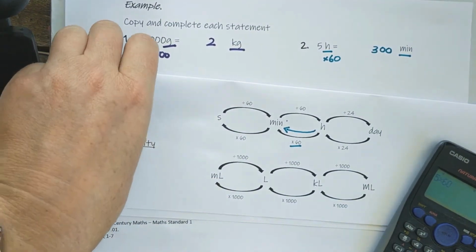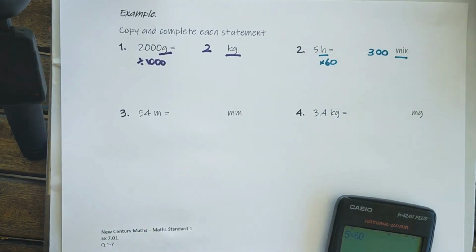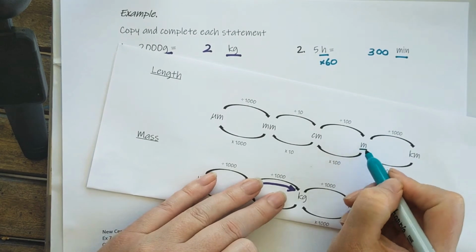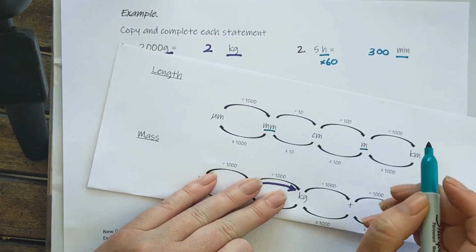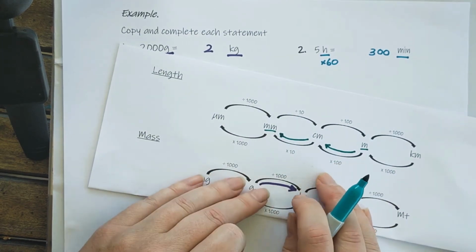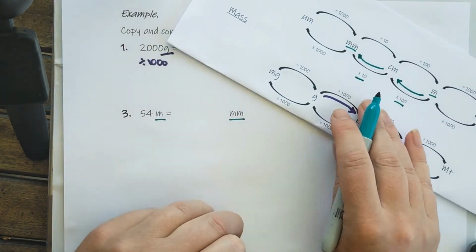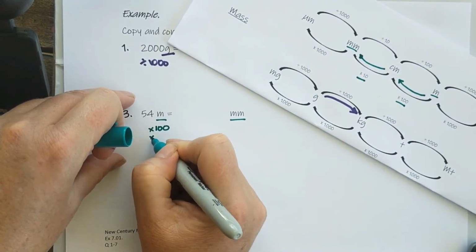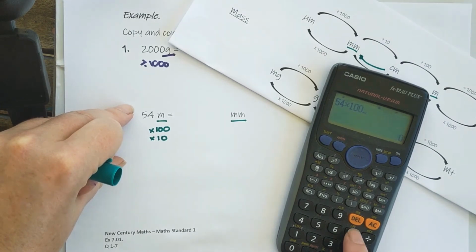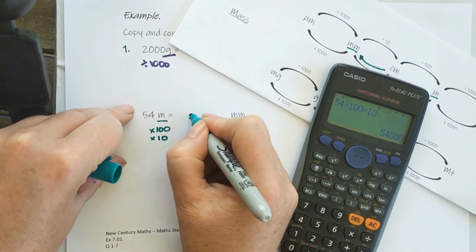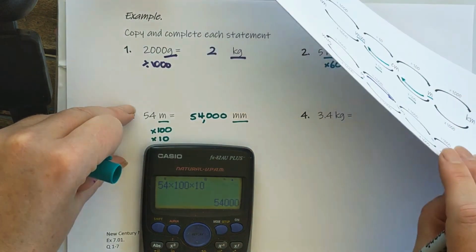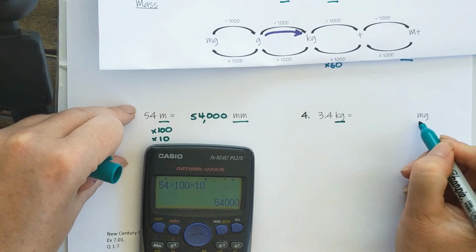The next question has got us changing from meters to millimeters. So again, get your diagram, look until you can find meters to millimeters, and they're not right next to each other, but that's fine. We just do the steps it says to do. So we follow our arrows in the right direction, and it says we have to times 100 and then times 10. So we write that down, times 100 times 10, and then we do it on our calculator. 54 from the question times 100 times 10, and we get 54,000 millimeters.